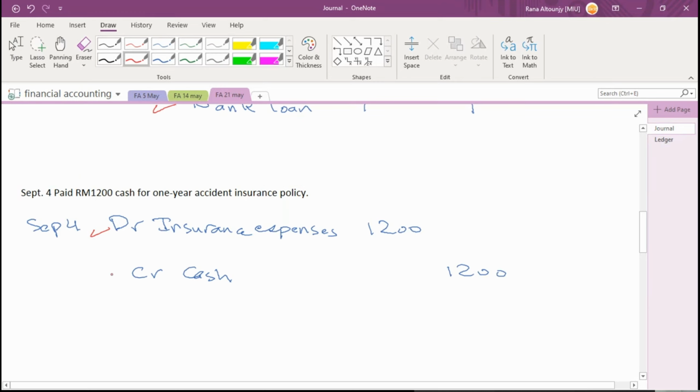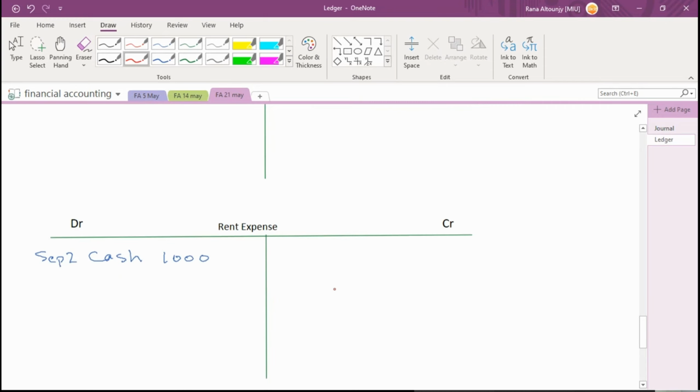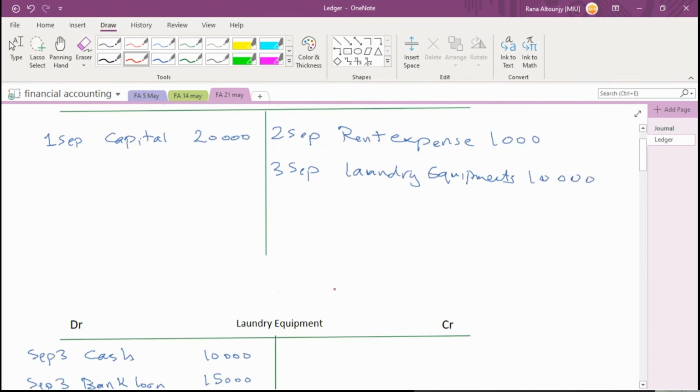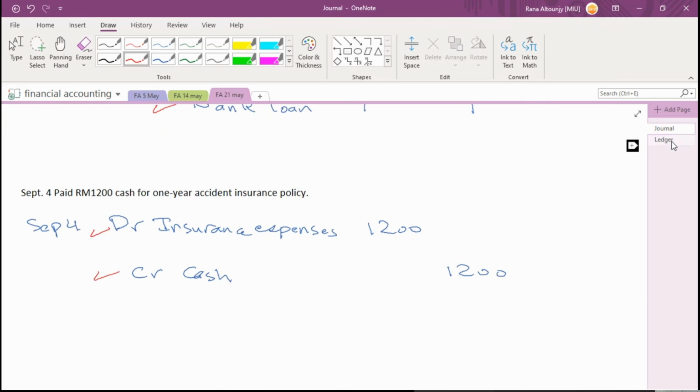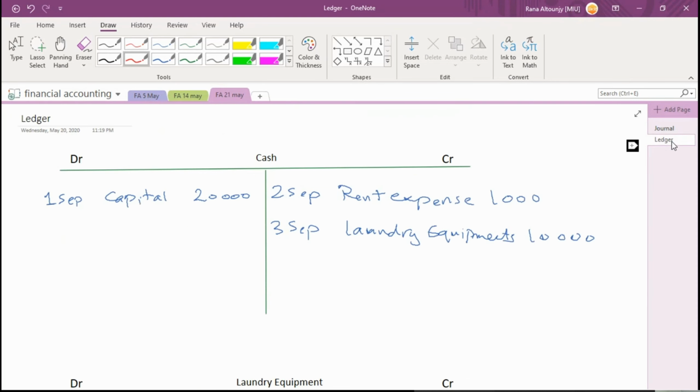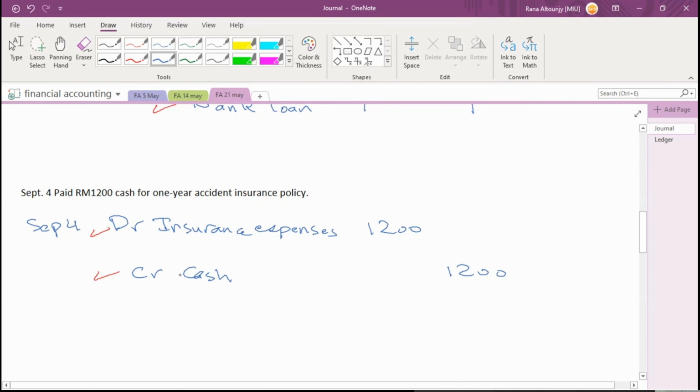To write the other side of the transaction, we need to go to the credit side of the cash. We go again to the T account of the cash. We go to the credit side. We write September 4, insurance expenses 1,200. Like this, we transfer both sides of the transaction.